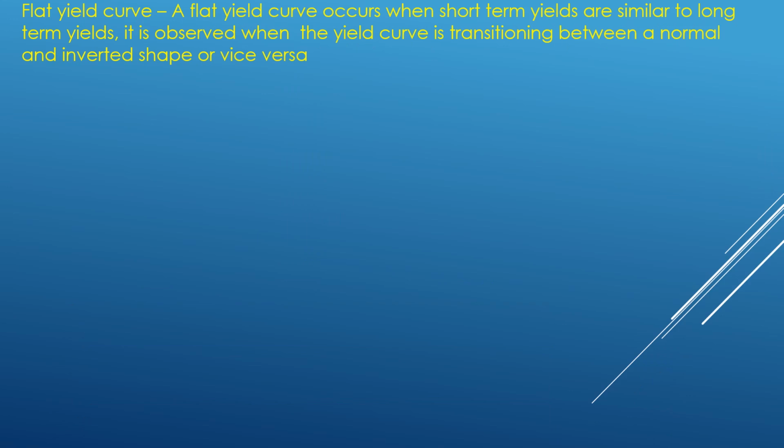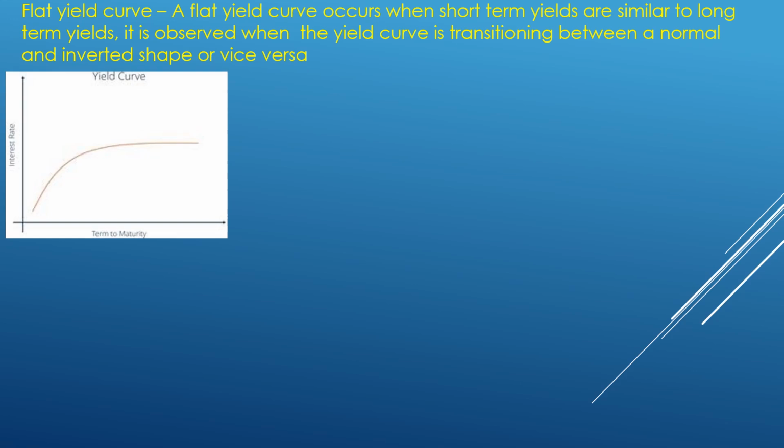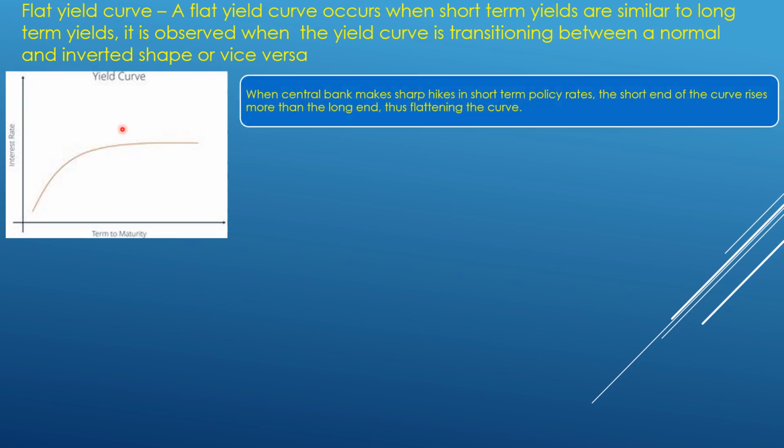Now, what is a flat yield curve? A flat yield curve occurs when the short-term yields are similar to long-term yields. It is observed when the yield curve is transitioning between a normal and inverted shape or vice versa. Now, this is the shape of a flattish yield curve. From here onwards, the yield curve is completely flat.